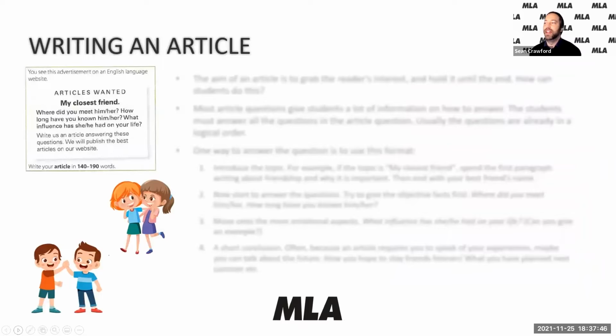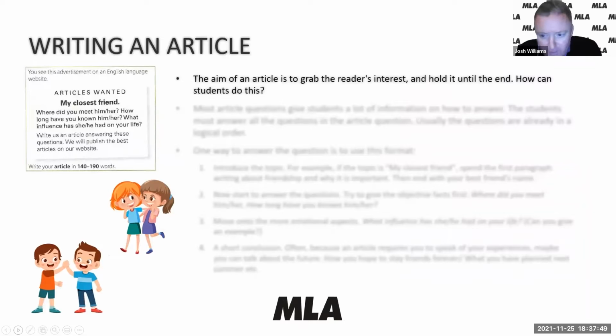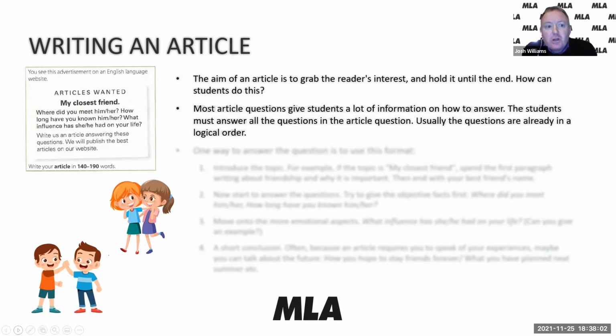Then I'll go through this pretty quickly because I've just pointed out that we only have a very short time left. What we've got to do when we write an article is grab the reader's interest and hold it to the end. Usually, as you can see by the article on the left, they give you a lot of the questions, the details that are in there, and they're usually in an appropriate order. Usually the essential questions first, followed by some more emotional, your reaction, your feeling.